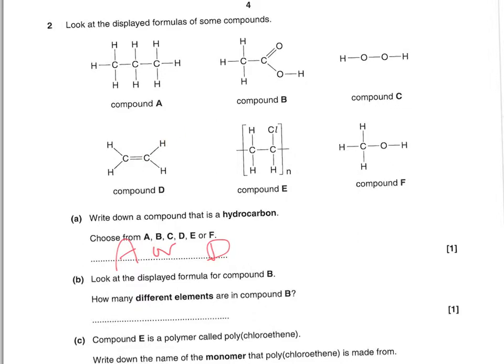Then it says, look at the displayed formula for compound B. How many different elements are there? So the elements are a number of different symbols. So there is a C, an O, and an H. So there are 3 elements in compound B.